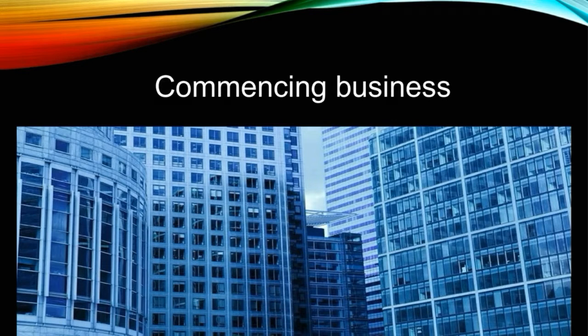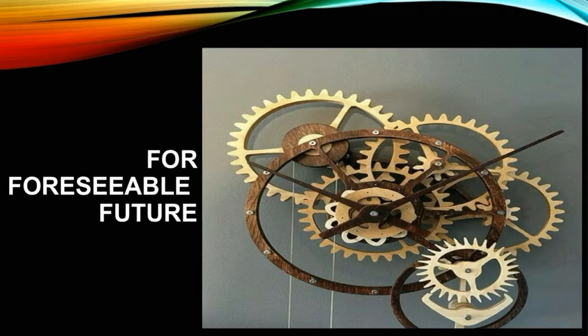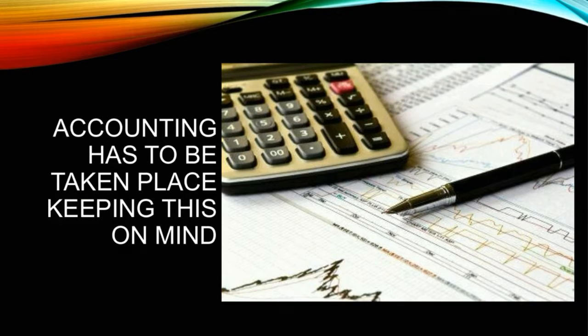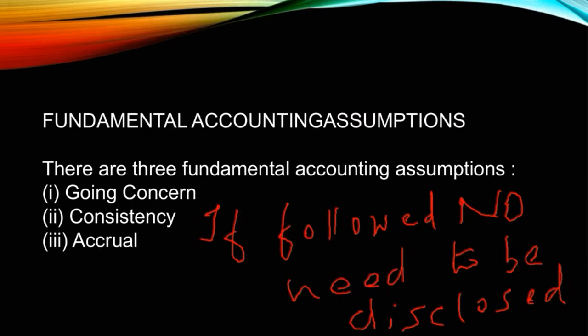Let's revise the topic. Whenever someone starts a business, we assume it is for a foreseeable period, not to shut down in recent times. Keeping this in mind, we need to prepare the financial statements. There is another important concept, the fundamental accounting assumptions. There are 3 assumptions: going concern, consistency, and accrual. Whenever a person prepares financial statements, he needs to follow these 3 assumptions. If he doesn't, he needs to disclose the reason why he didn't follow them.